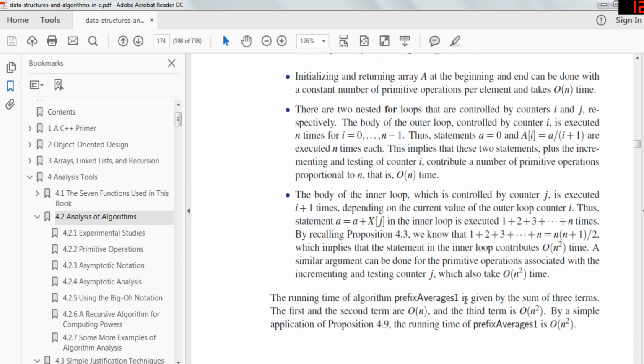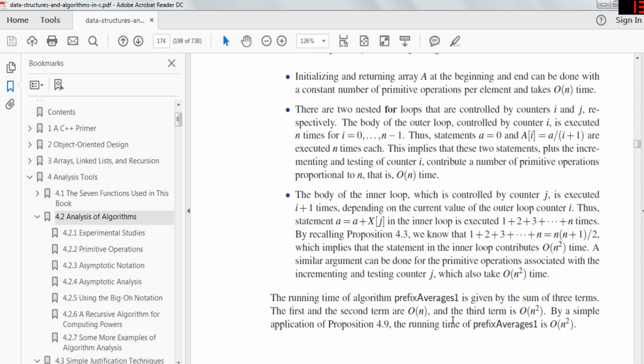Initializing and returning an array A at the beginning and end can be done with a constant number of primitive operations per element and takes O of n time. There are two nested for loops controlled by counters i and j, respectively. The body of the outer loop controlled by counter i is executed n times, for i equal to 0 up to n minus 1. Thus the statements A equals 0 and A at i over i plus 1 are executed n times each. This implies that these two statements plus the incrementing of counter i contribute a number of primitive operations proportional to n, and that is O of n time.